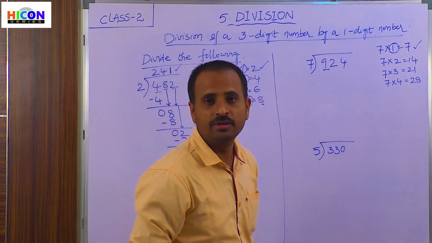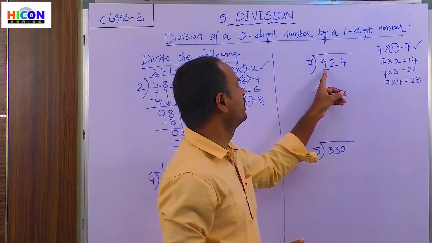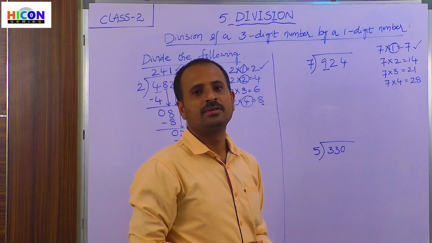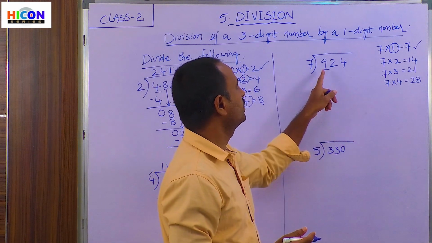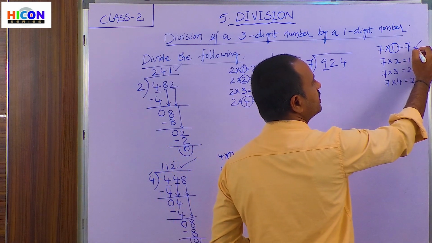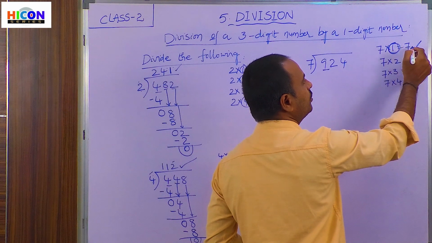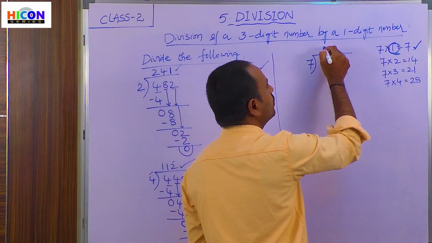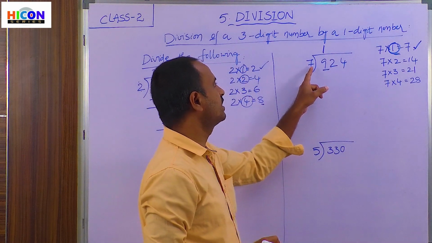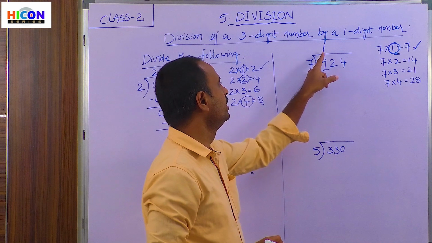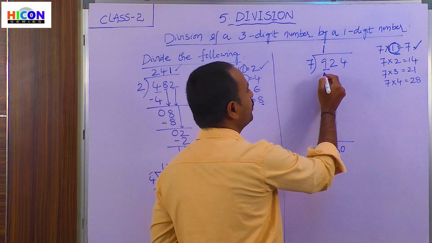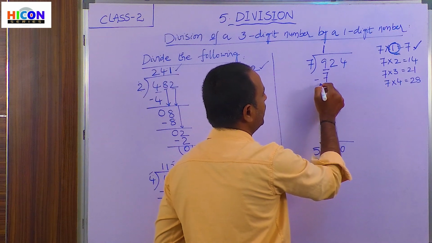So children, do you understand? If the number is not in the 7th table, we have to take its smaller number. The smaller number for 9 is 7. So take 7. That is, we have to take 1 time to get 7. So write this one in the quotient and multiply this divisor and this number. That is 7 into 1. 7 ones are 7. So write the product below the first digit and subtract.